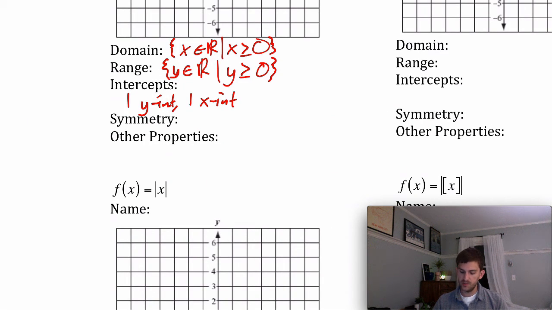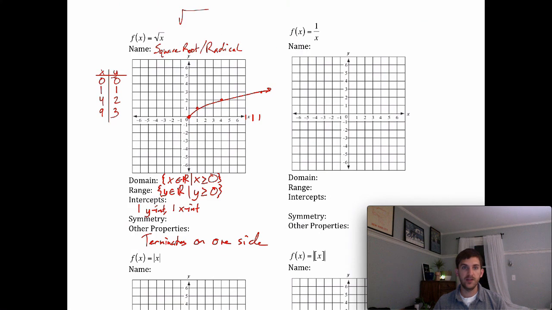The one unique property of this one, it terminates on one side. What I mean by that is it ends. Like looking at the left side of this graph, it ends right at 0, 0. There's nothing going to the left of that. On the right side, it goes on forever and ever and ever.